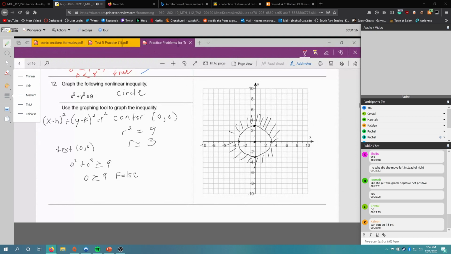Anyone need me to leave that one up longer, or you got it? Okay. So I actually wrote on the wrong screen, so I need to erase this and go back to my other screen.